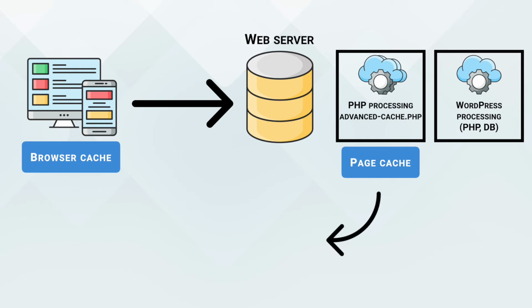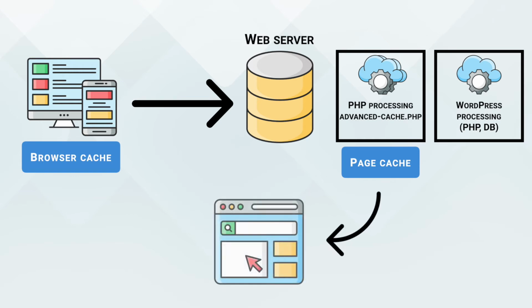If a cached page is found, the web server will then send that page back to the browser, avoiding the costly WordPress processing. If not, the request is then forwarded to the WordPress backend, it is fully processed, a new HTML page is generated, it's stored in page cache and forwarded back to the user.